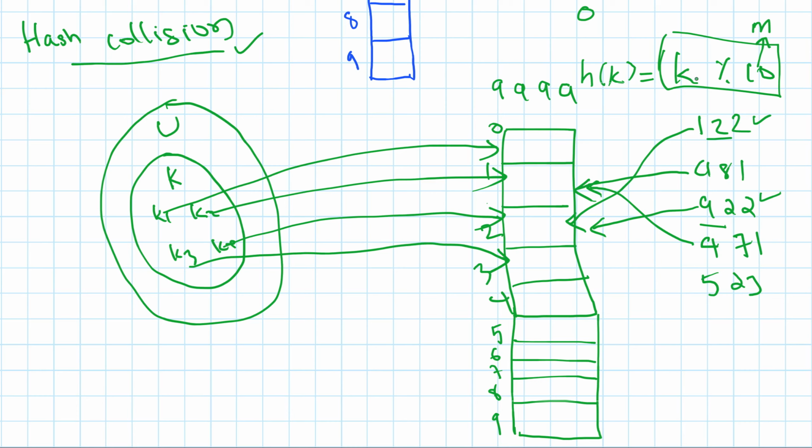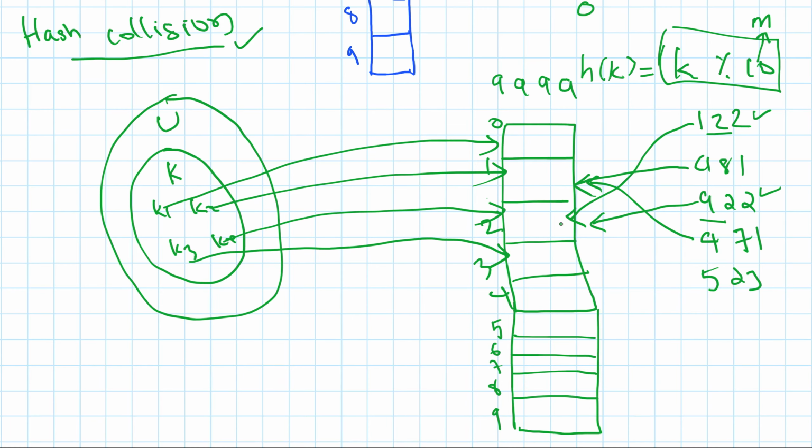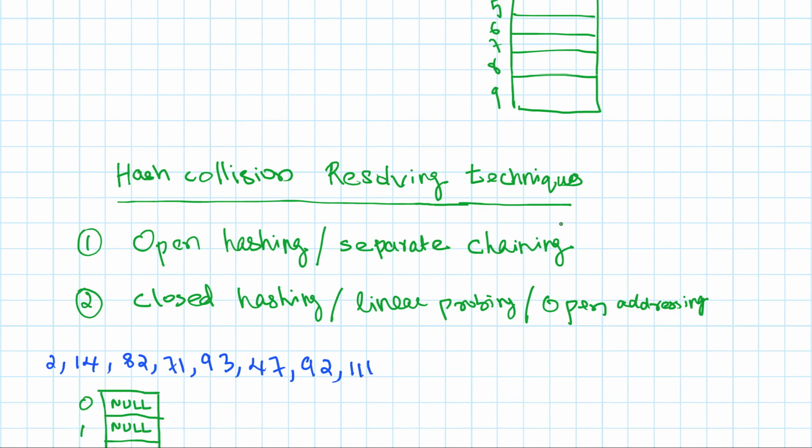So in this particular example, the hash function is h of k is k modulo 10, and if you pass 122 and 922, you will get the index as 2. So you will be mapping 122 as well as 922 to the same location, so that makes a collision there. Now we are going to see what are different methods by which we can resolve the problem of hash collision.